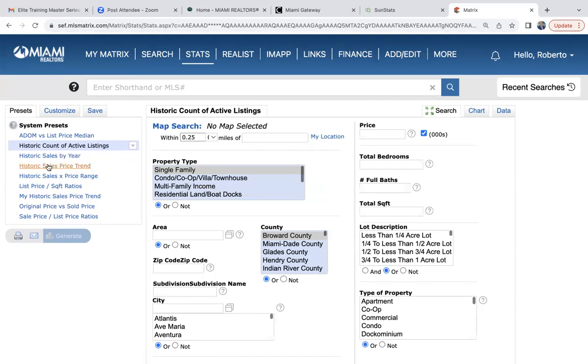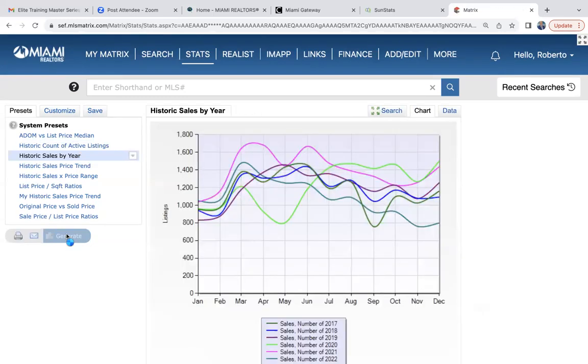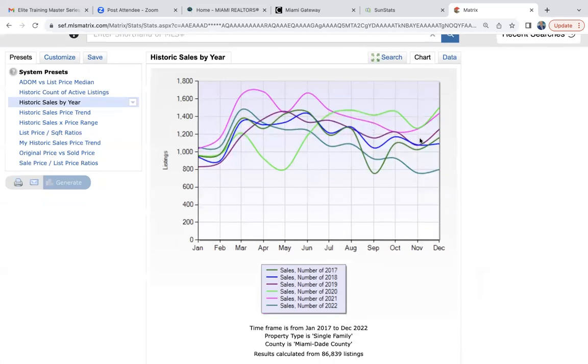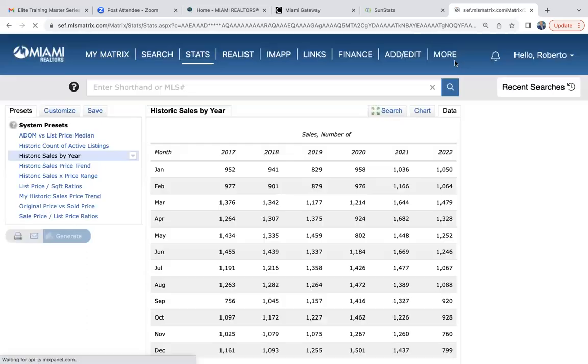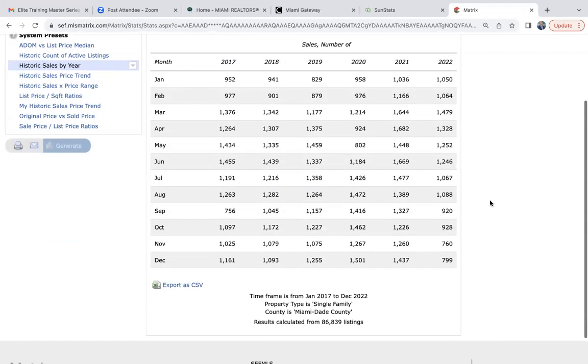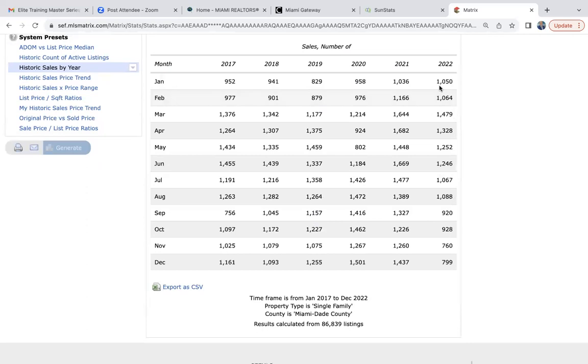Now we're going to switch over to historic sales by year. And we're going to go ahead and switch over to Miami-Dade County single family homes. So how's the sales volume? Now, I don't like the chart. I don't like to look at all these lines. I like to look at the data. So we're going to go to data here. Okay. We're going to go to data, and we're taking a look at 2022.